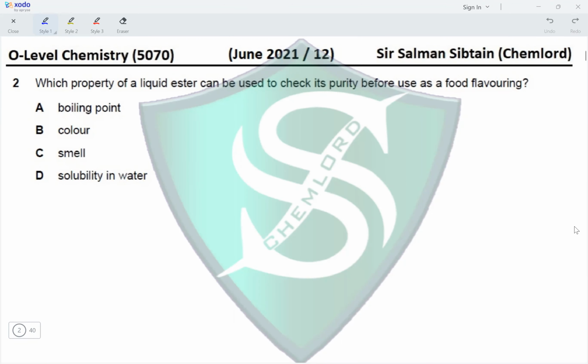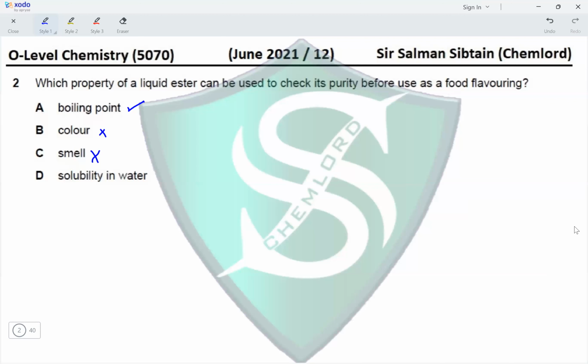So if the ester is pure, its boiling point would be the boiling point that is already known. So it will have a fixed boiling point. So boiling point is correct. Color depends on if there is coloration added to the ester, which results in an impurity being present. So a color of a substance is not an indication for its purity. Neither is its smell and solubility in water.